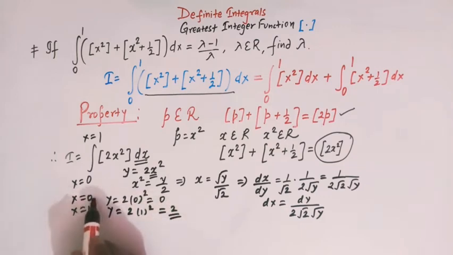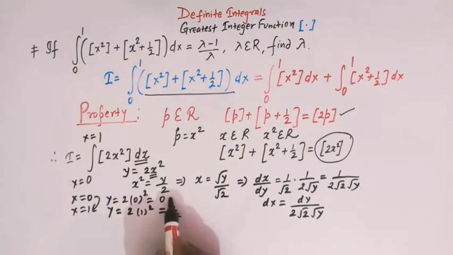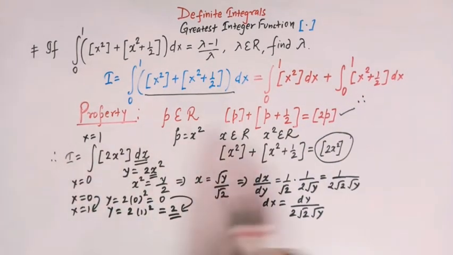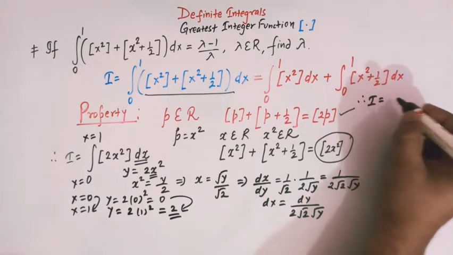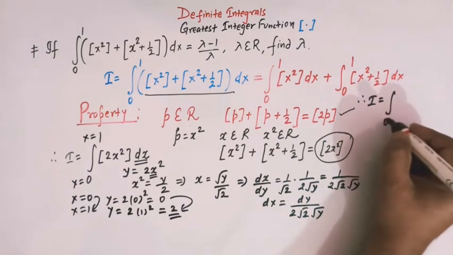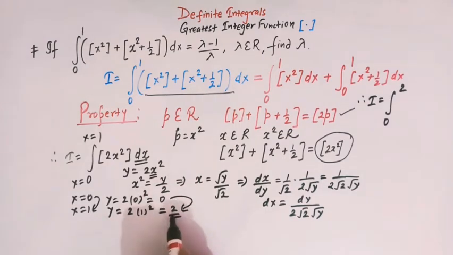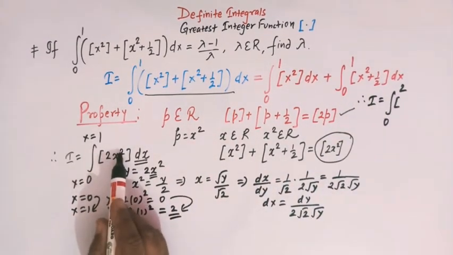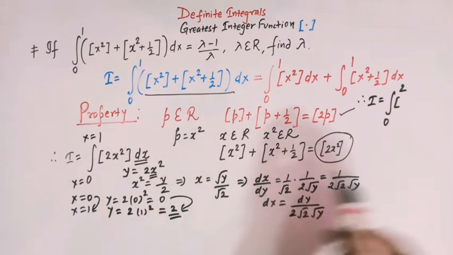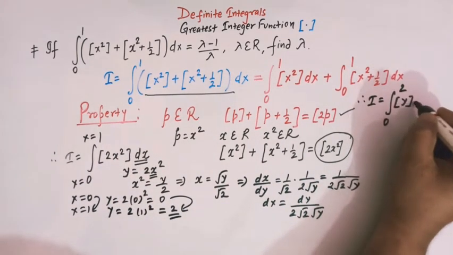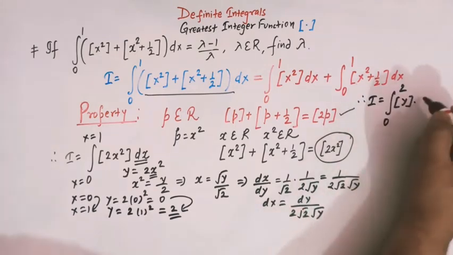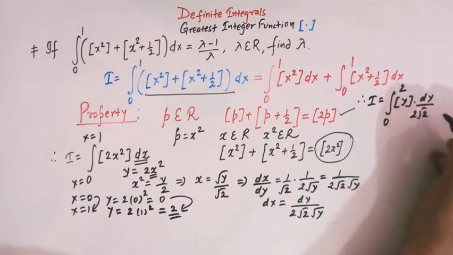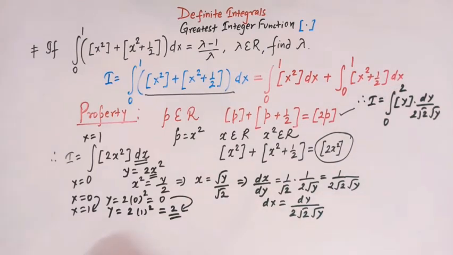So when x varies from 0 to 1, y varies from 0 to 2. So now our integral I is equal to the integral from 0 to 2 of the greatest integer of 2x square, and 2x square is y, so here we have y, and for dx we can write dy over 2 root 2 times square root of y, right?